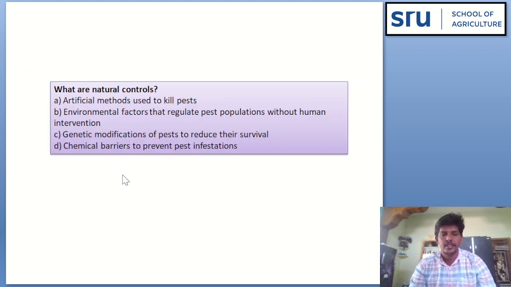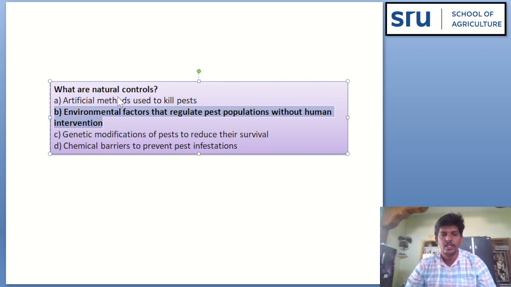What are the natural controls? Artificial methods used to kill pests. Environmental factors that regulate pest population without human intervention. Genetic modification of pests to reduce their survival. Chemical barrier to prevent pest infestation. Here the correct answer is environmental factors that regulate pest population without human intervention, which is the natural control.